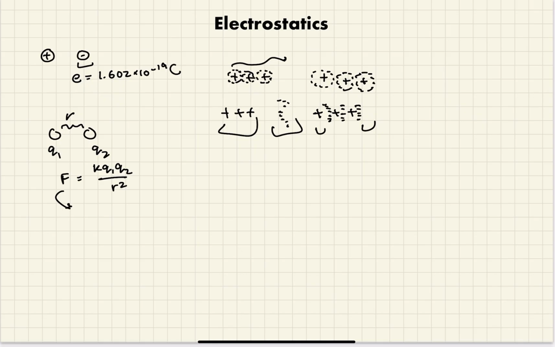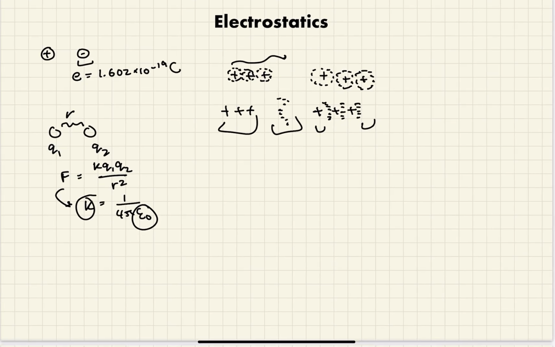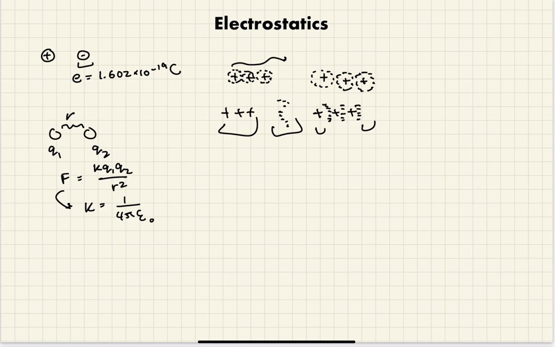And so you have k equals another set of constants. It's 1 over 4 pi epsilon naught. Epsilon naught is another constant. The reason why we need both of these is that epsilon naught is very important later on in some advanced physics, and k just makes it look better. If you want to write the full formula, it would be 1 over 4 pi epsilon naught times q1 q2 over r squared. So that's the formula for electric force, Coulomb's law.